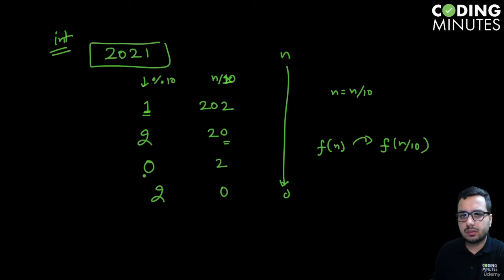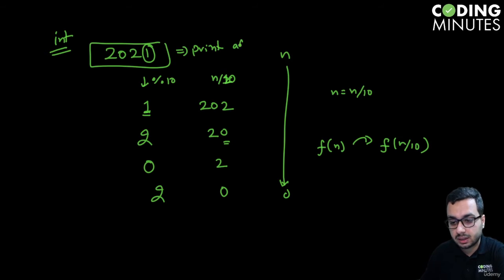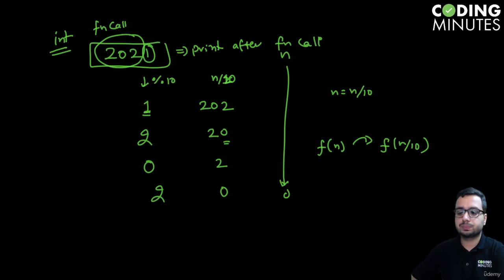We want to print 2021. Firstly we are getting this digit, so this should be printed after 202 has been printed. Printing after 202 has been printed means that this part will be done by the recursion, by the function call. So we print after the function call. This is what we need to do. Let us try to write the code, and alongside it we will see how it is going to work.